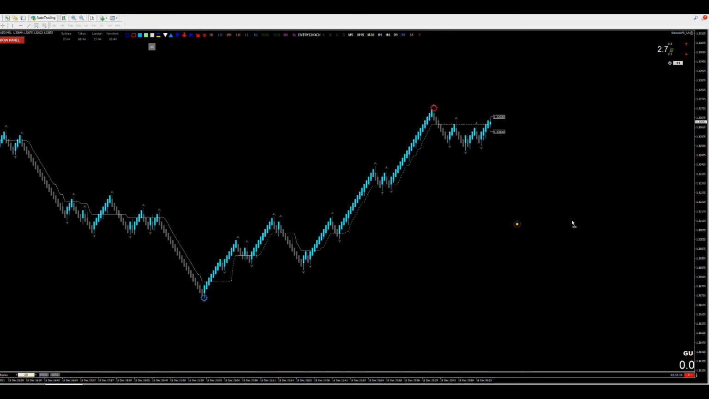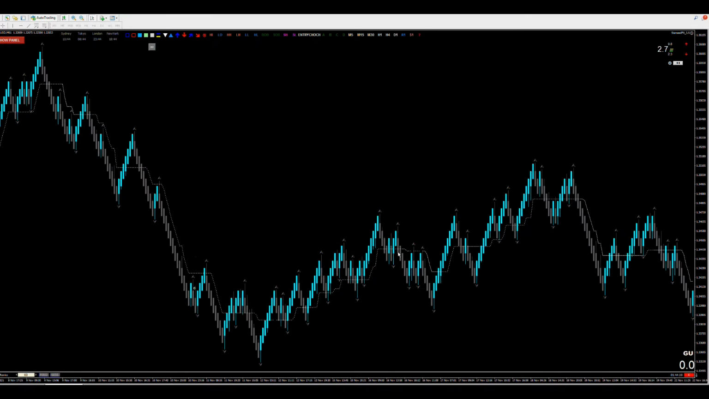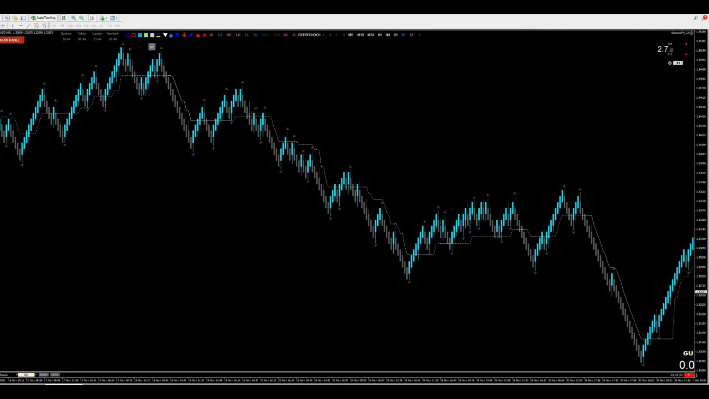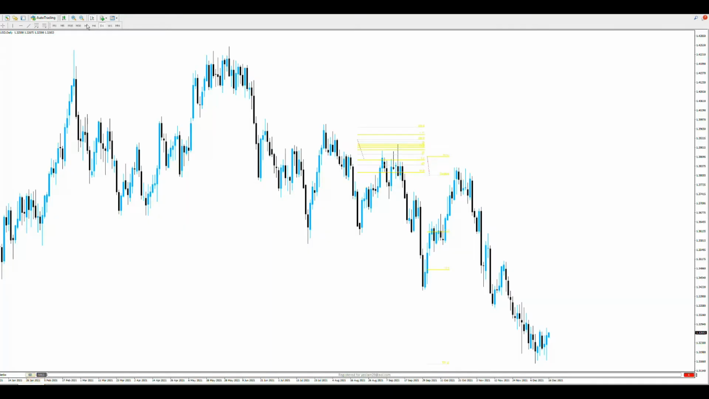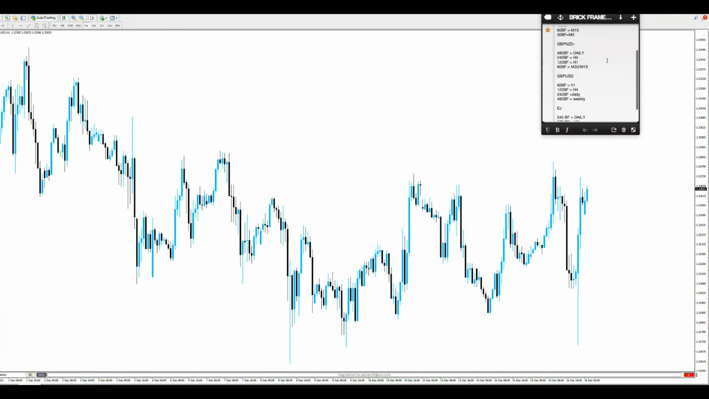People keep asking me, well, what's the brick frame and so forth. So this is what I normally do. I normally start on a 60, right? And then I'll go to my candlestick chart and I'll go down to the 1 hour. And I have a little notepad I keep up here as well. So for my GU, the 60 brick frame equals the 1 hour.